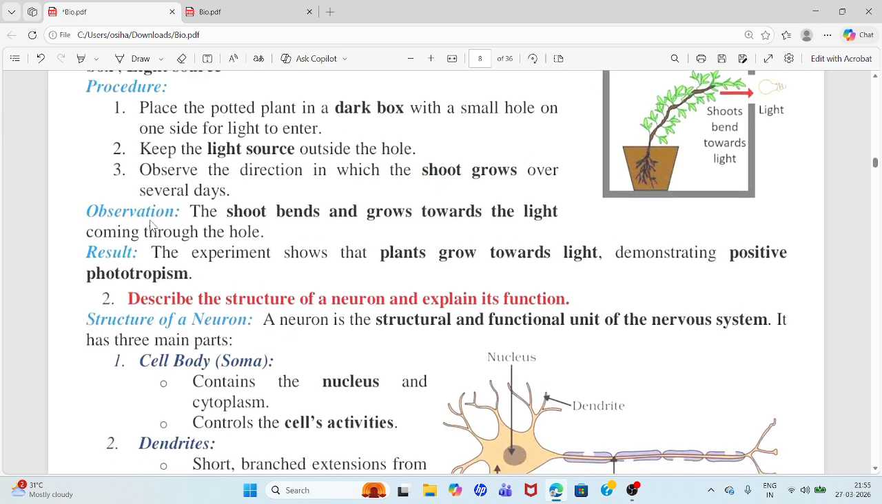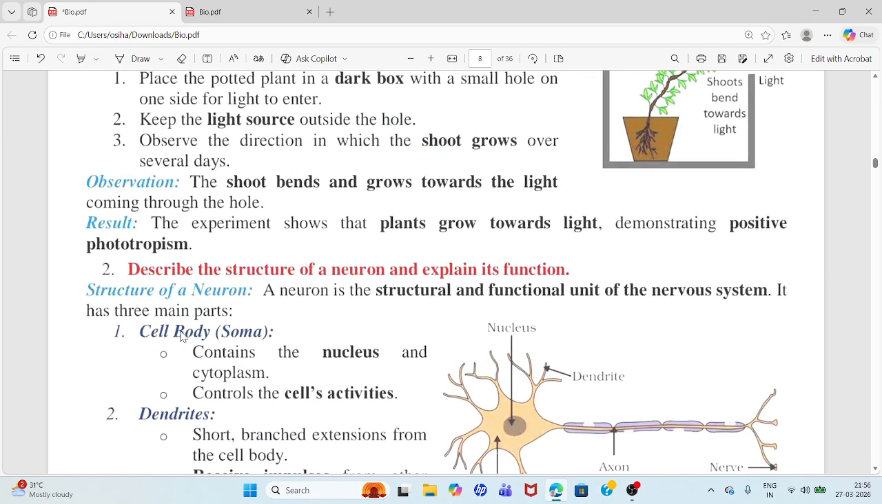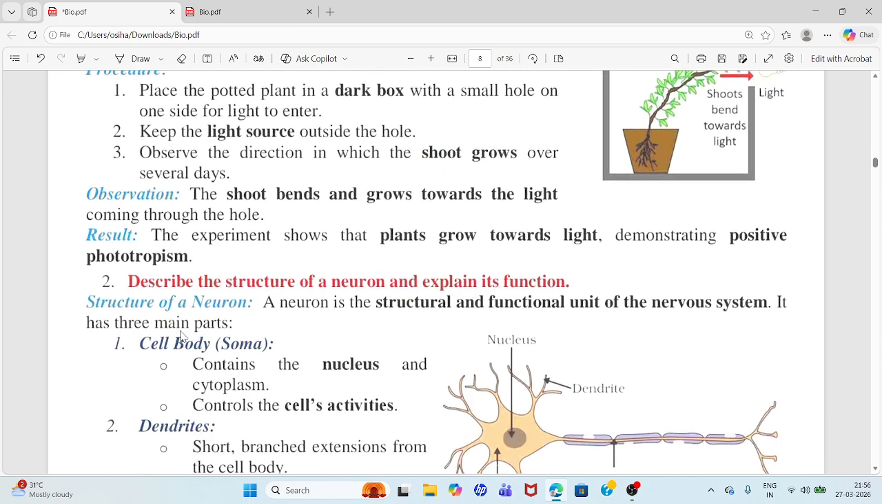Observation: the shoot bends and grows towards the light. You can see in this picture also, it is bended, right? So, the shoot bends and grows towards the light coming through the hole. Result: the experiment shows that plants grow towards light, demonstrating positive phototropism. This is the lab activity.